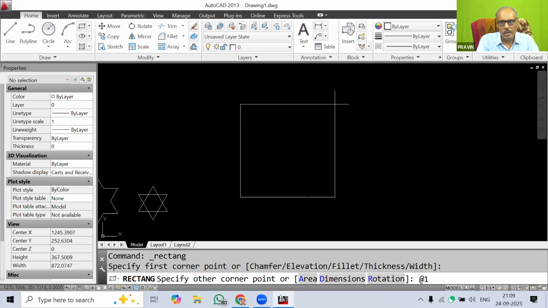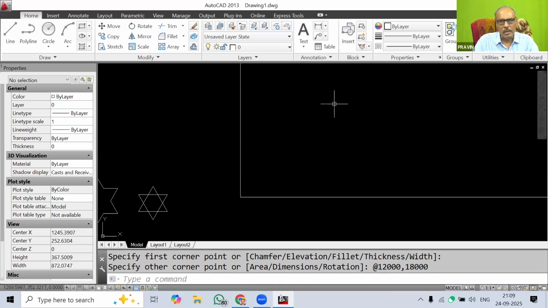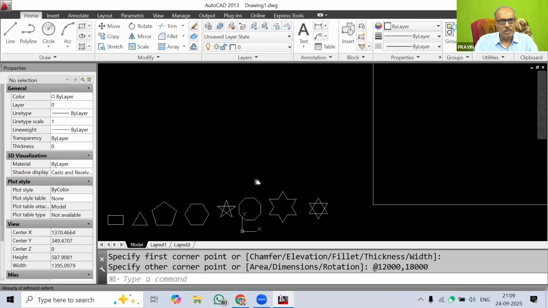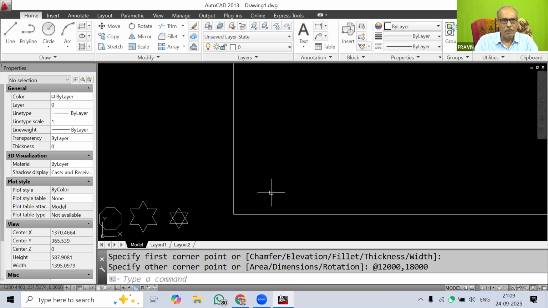The size of the rectangular plot was 12 meters, so I will type 12,000 and then comma, and then for 18 मीटर, 18,000 मुझे टाइप करना पड़ेगा, 18,000 for 18 meters, and then I will press enter. So you can see that I have drawn the rectangle. You have to remember that relative coordinates are also used to draw this type of rectangle of given size. But now this rectangle was so big that it is not appearing on my screen. So for such a case we have to use the middle mouse button.